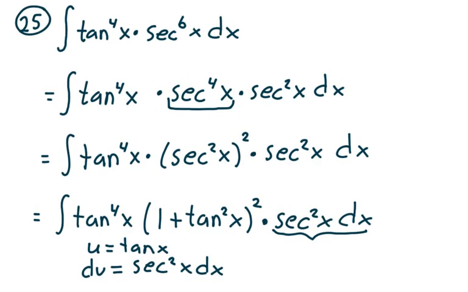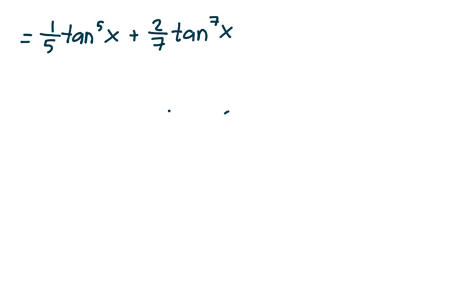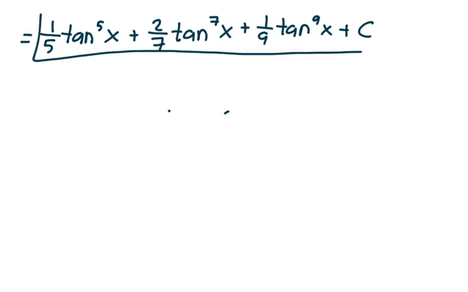But let's go back. What is u? U is tangent x. So if we want to finish this off, you get 1/5 tangent to the fifth x, plus 2/7 tangent to the seventh x, or tangent x to the seventh. Then I'm going to go plus 1/9 tangent to the ninth x plus c. And that'll do it for this video for section 7.2.